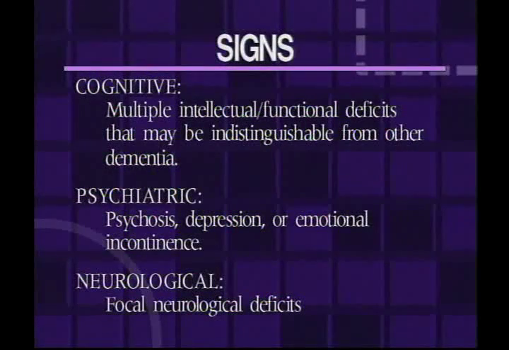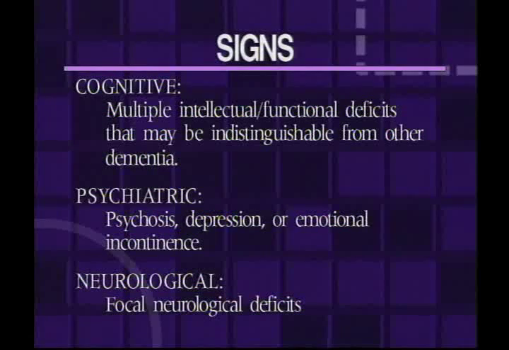What are the signs you ought to look for in vascular dementia? Well, we can break them into three groupings: cognitive, psychiatric, and neurological. Cognitive: vascular dementia patients get multiple intellectual losses just like Alzheimer's. Unfortunately, there is no distinguishing feature clinically with regards to cognitive loss that will tell you that this is Alzheimer's versus this is vascular. The two can be indistinguishable. Likewise, patients with vascular dementia develop psychiatric problems. Psychosis, depression, emotional incontinence are common features in vascular dementia. And again, you can see those in Alzheimer's and several other types of dementia.